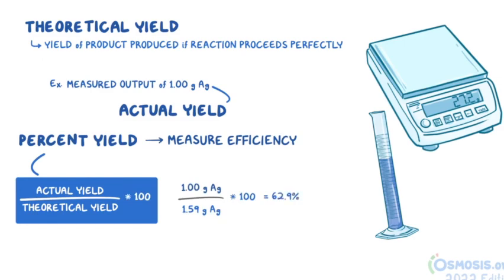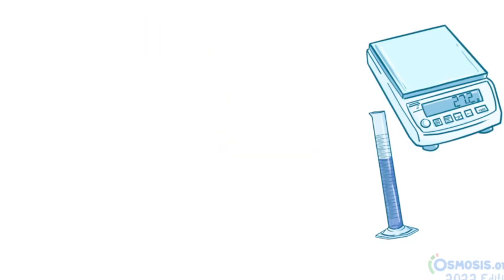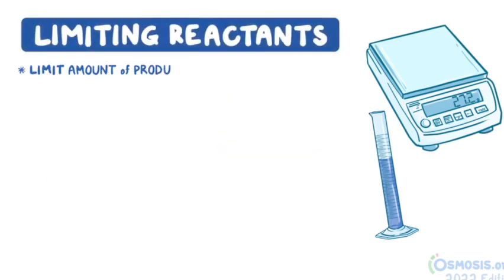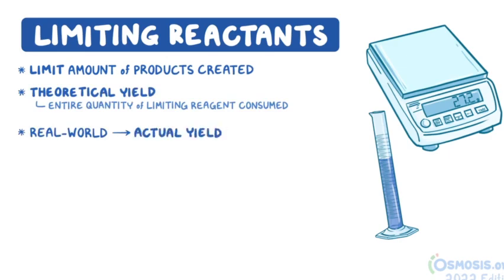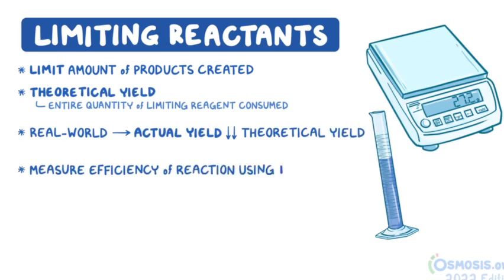If we want to produce silver from silver nitrate with higher efficiency, then we'd want to get the percent yield as close to 100% as possible. Alright, as a quick recap. Limiting reactants limit the amount of products that are created in a chemical reaction. During a reaction, theoretically the entire quantity of limiting reagent is consumed, determining the final amount of product and thus the theoretical yield. However, in real-world applications, the actual yield of a reaction is lower than the theoretical yield. We can measure the efficiency of a reaction using the percent yield, which compares the actual yield to the theoretical yield.